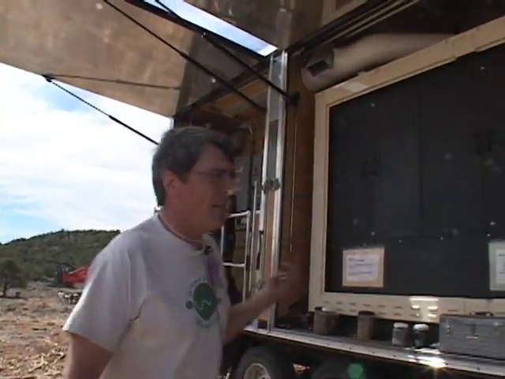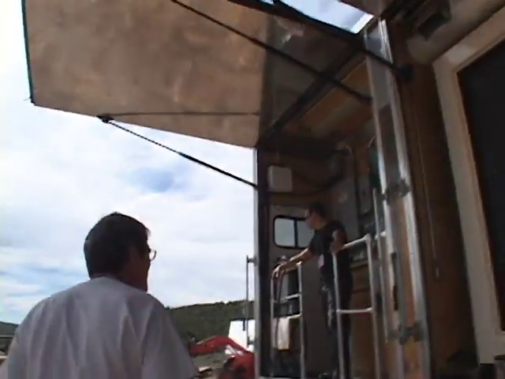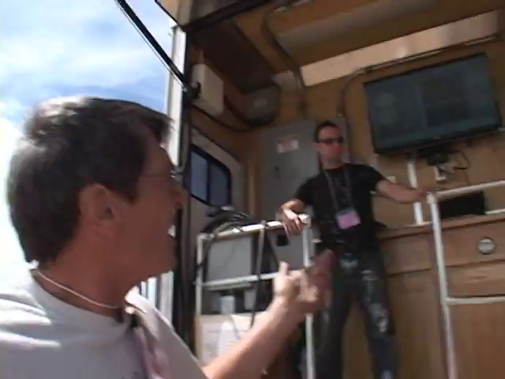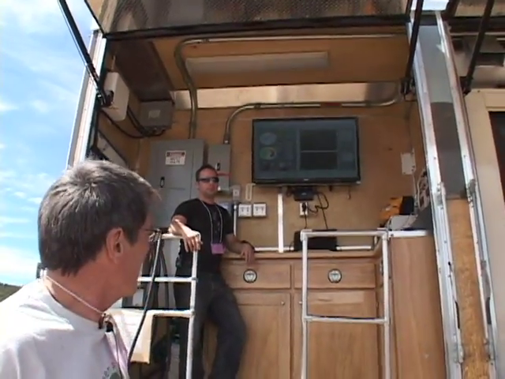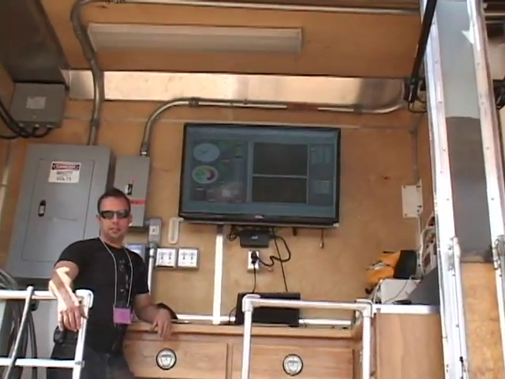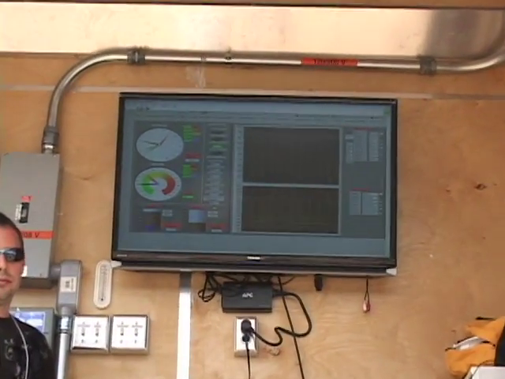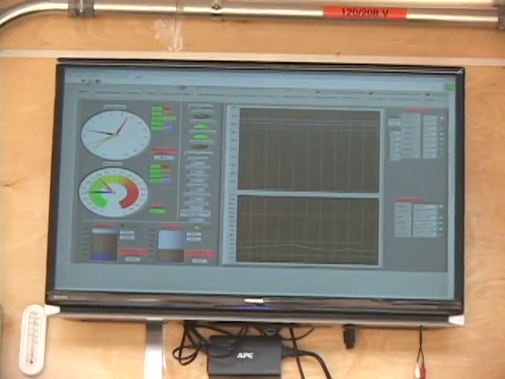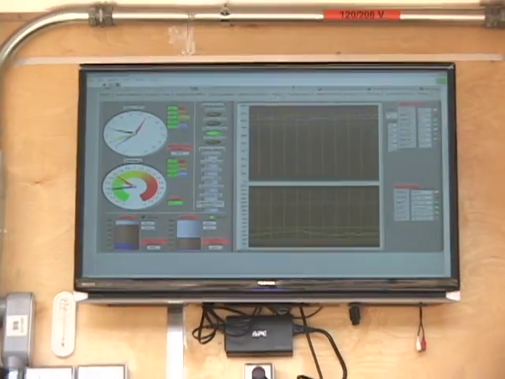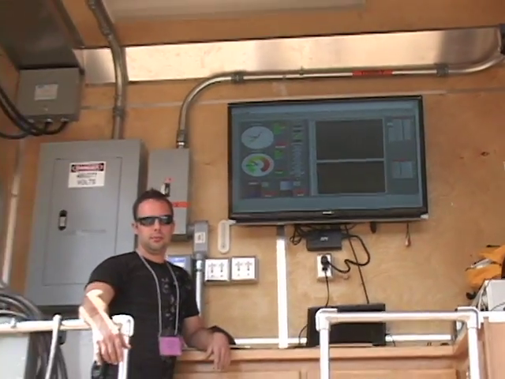So if we want to walk around the back here, this is our control area where we have our PLC. You can see it up there on the big screen. This is my assistant, Mike Bergman. So we monitor our operations here. We have a webcam that's looking down at the gasification system, so we can see what's happening in the top of the gasifier just by our position here.